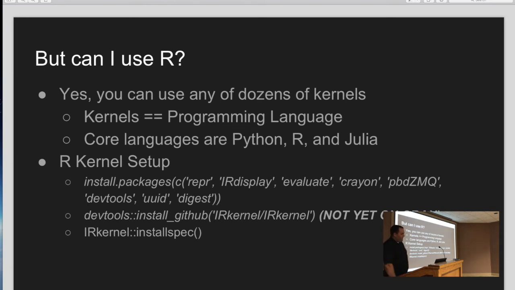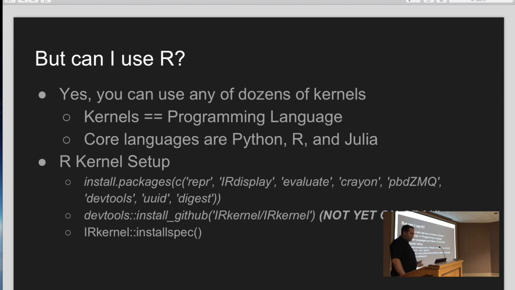But can I use R? Well, yes, you can. You can actually use dozens of languages. Jupyter considers a programming language a kernel. They call separate things kernels, and you're running inside the kernel. Core languages that work inside of Jupyter Notebooks are Python, R, and Julia.